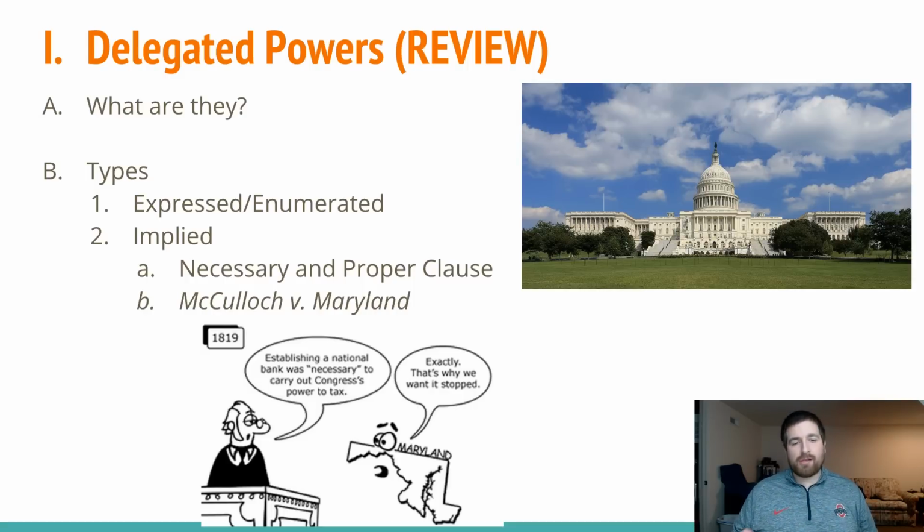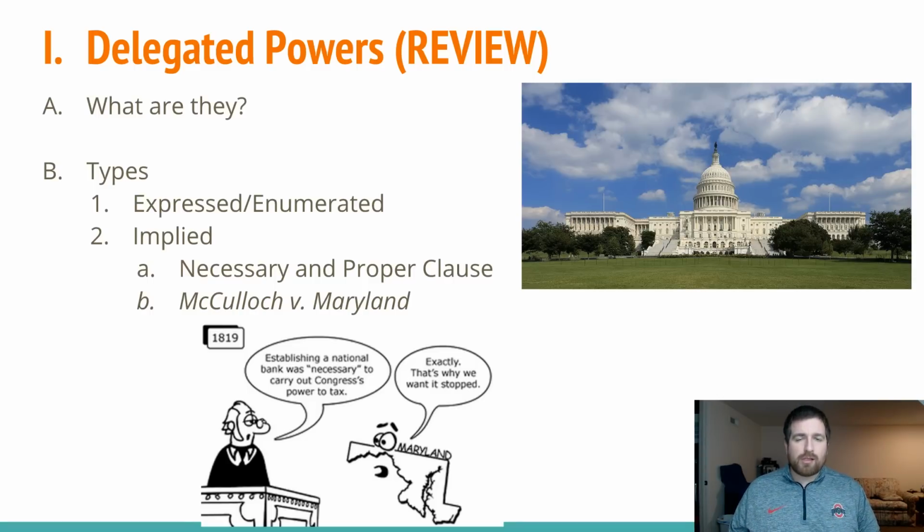Anyways, so again, the second thing relevant to the creation of implied powers is the Supreme Court case McCulloch versus Maryland. And this established the interpretation of the necessary and proper clause that Congress has implied powers. The necessary and proper clause says that just because it's not written in the Constitution doesn't mean that Congress can't do it. If it's relevant to their job of carrying out their express powers, then they can do that thing. So those are the two different types of delegated powers in the Constitution.